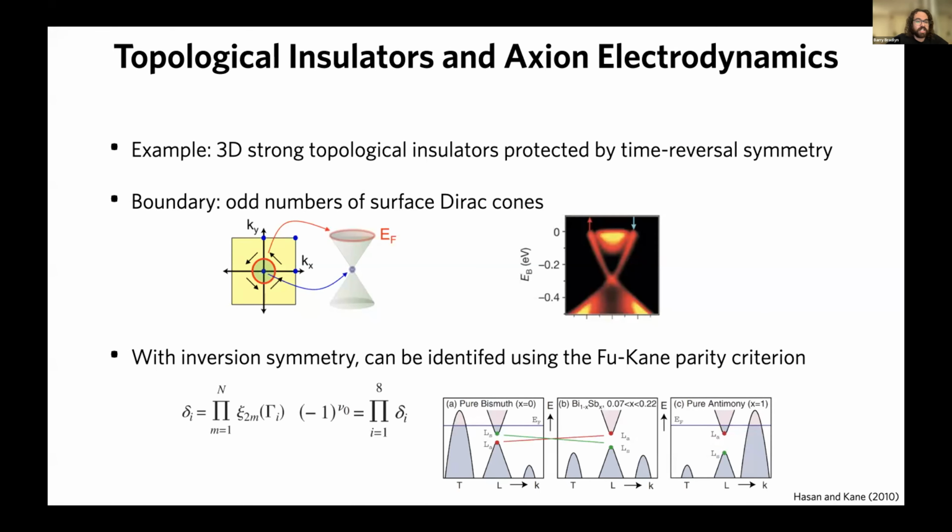But if we have inversion symmetry, Fu and Kane gave us a really quick way to determine whether or not a band structure describes a 3D TI. What we do is we look at all the inversion symmetric momenta in the Brillouin zone. We compute the inversion eigenvalues of the occupied bands. We multiply them all together. And if the result is -1, it's a strong TI. If it's +1, it's a trivial insulator.